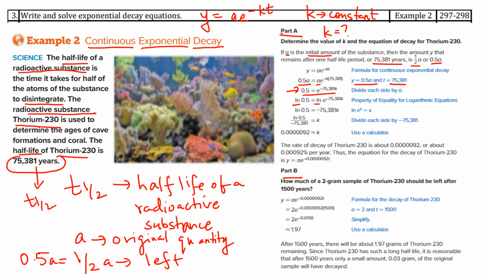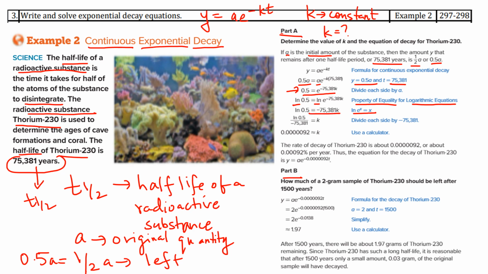So when you take log of both sides, the property of equality for logarithmic equation comes into function. So what we are going to be doing, log 0.5, this value on the left is as it is, and ln e to the power x is always x. So just the power is left, which is negative 75,381 k, and ln e vanishes. Okay. So now this is the next step.